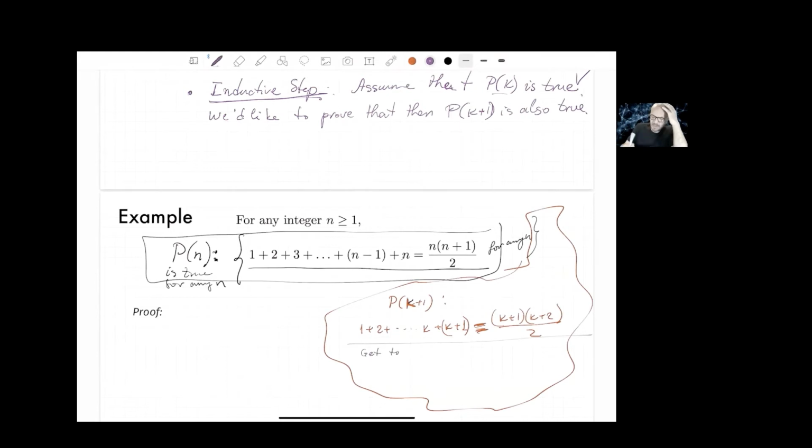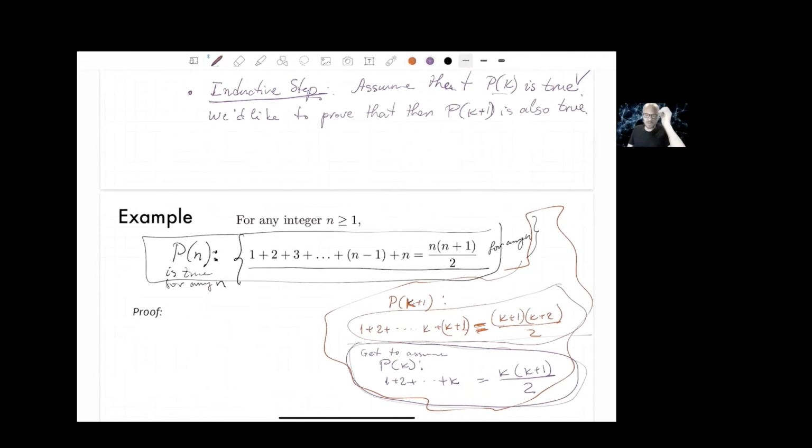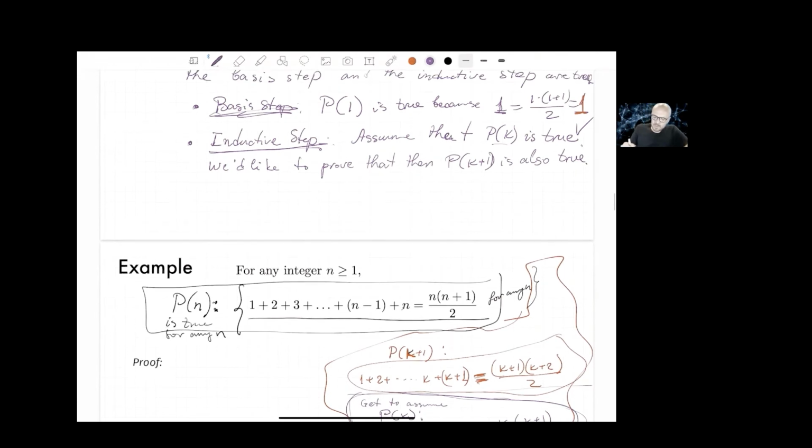This is all scratch work. My proof is upstairs in the previous slide. We get to assume P(k). What is P(k)? That 1 plus 2 plus up to k is k times (k+1) over 2. That's what P(k) is. So I get to assume the purple one, and with that assumption, I will be proving the red one. This is the red one, and below is the purple one. So why is the red one true?